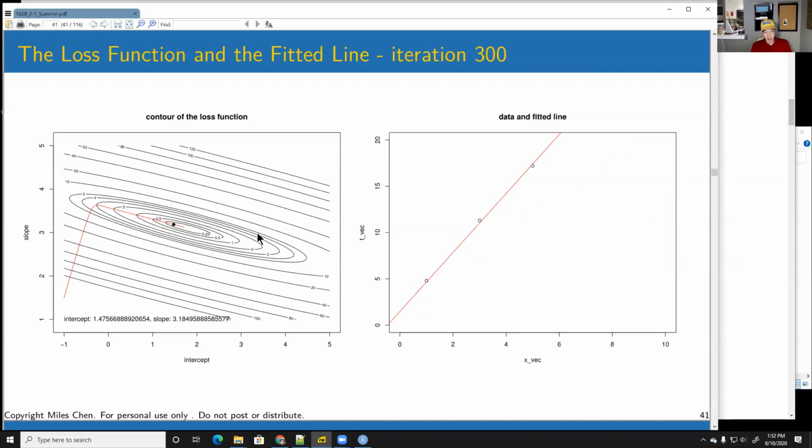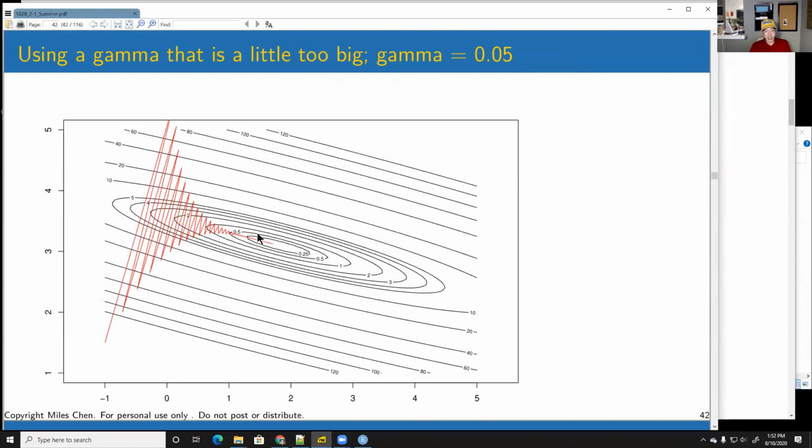If you have a different size gamma, again, this is where you end up taking such a big step that you end up on the other side of the bowl, so you get this weird zigzag. It still ends up converging, but you get this funny behavior here.